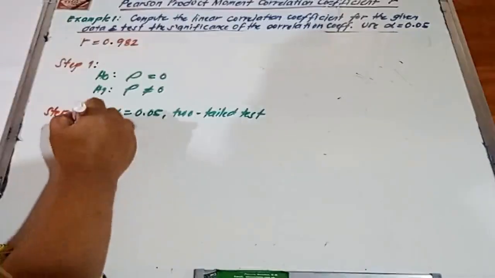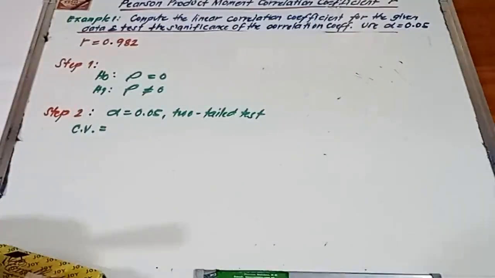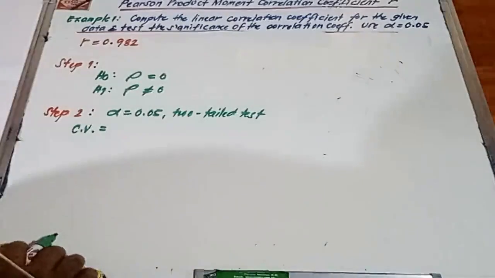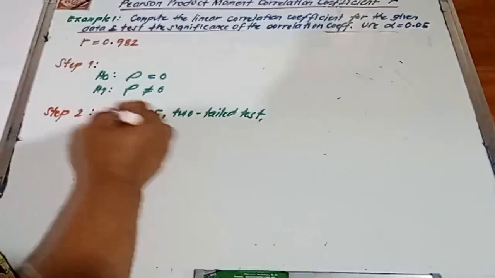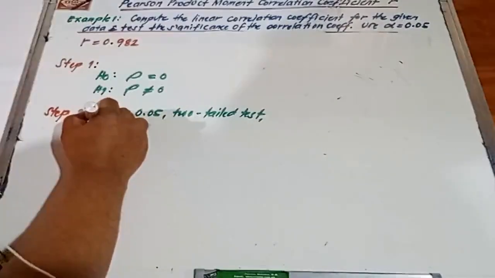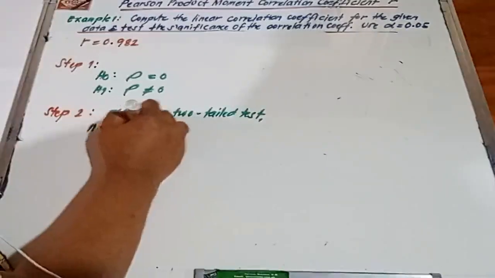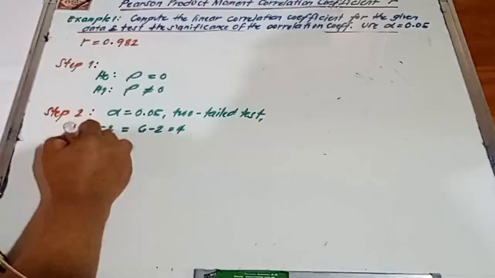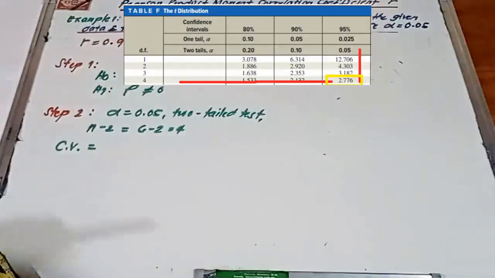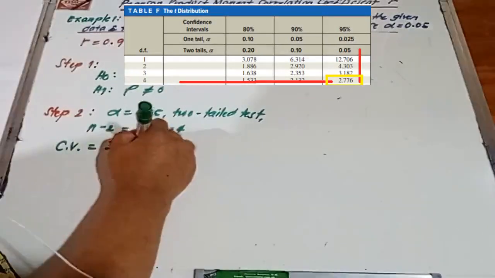And then, pag tinignan ninyo yung table natin, sa ating table t, by the way, kunin muna natin degrees of freedom. Hindi natin makikita yon. Degrees of freedom for correlation coefficient is n minus 2. So we have 6 minus 2, that's equal to 4. Therefore, our critical value, tinignan natin sa table, is plus or minus 2.776. Okay? Plus or minus 2.776.